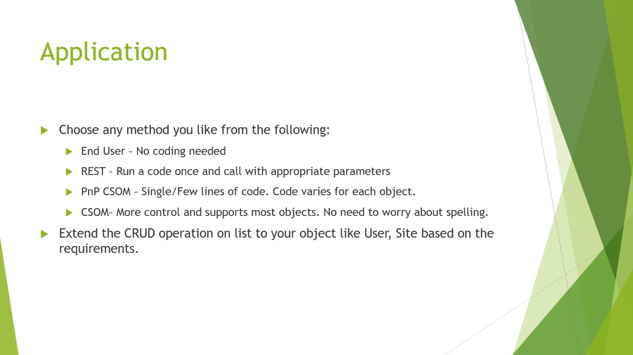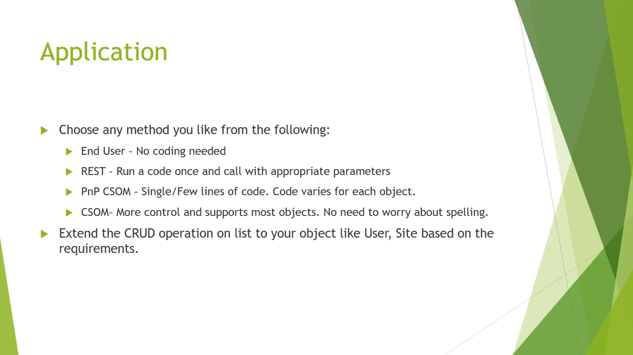But the problem with that is spell check is needed. If there's a small spelling error, it will not work. But if you don't want to learn different objects or different code for each object, you just run one code and just the parameters will vary, or how you call the method will vary based on the object you want. Next is PnP CSOM.